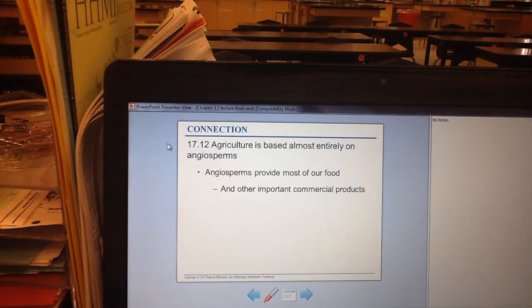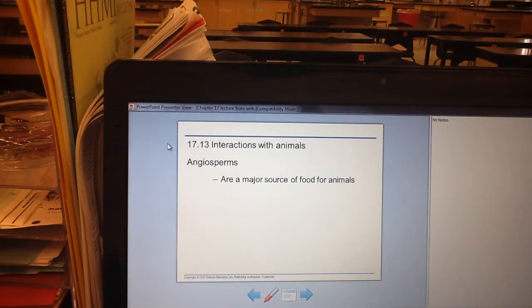Now, one of the big things about this is that we should care a lot about plants, not only because they're pretty, but because they're our main food source, right? They are what provide most of the food that we use for most of our commercial products. And so those are actually angiosperms that we're eating. Now, angiosperms are also a major source of food, not only for humans, but for all other animals.